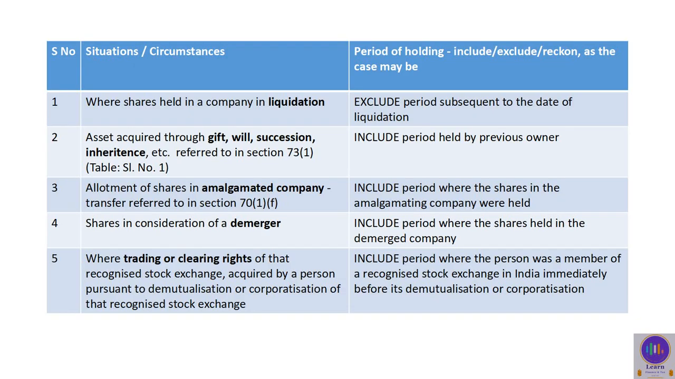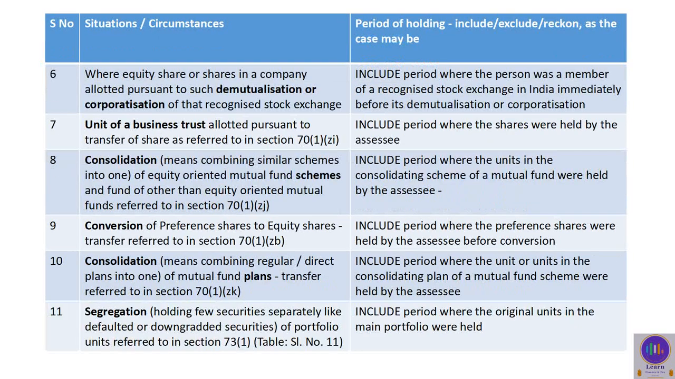For the time being, demutualization is just a process where members' rights are segregated into ownership rights and trading rights. So when these trading rights or ownership rights are allotted to, or acquired by, a person after the demutualization process, the holding period includes the period where the person was a member immediately before the demutualization process. The catch here is that whenever an asset is converted into another form, maintains the capital asset status, and the asset is held by the same person immediately after conversion, its holding period starts from the original date.